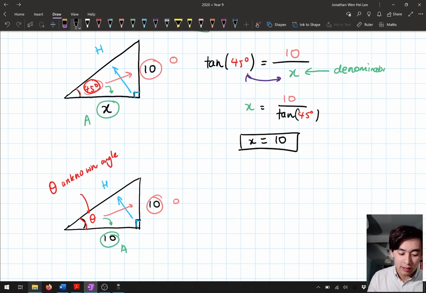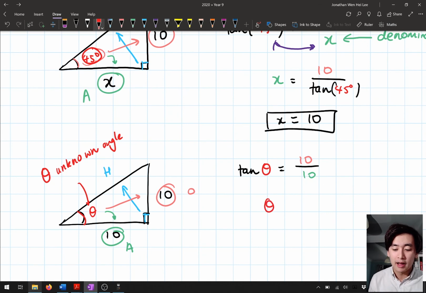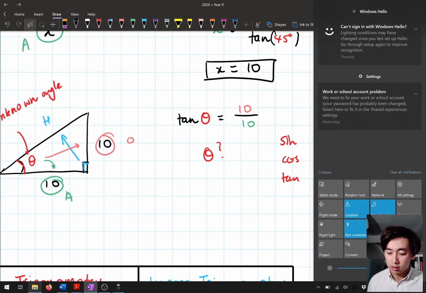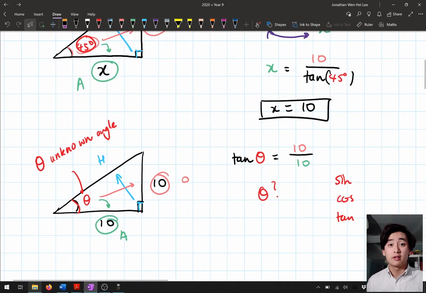If we wrote our usual trig identity for this triangle, you would write tan theta is equal to opposite over adjacent, so 10 over 10. What we want to figure out is whether there is a way I can get theta by itself. This is where we use something called inverse trig. When we're trying to find a missing angle, instead of using our regular trig ratios of sine, cos, and tan, we need to use something called inverse trigonometry. That's what we're going to be focusing on in this lesson: using inverse trigonometry to help find a missing angle.